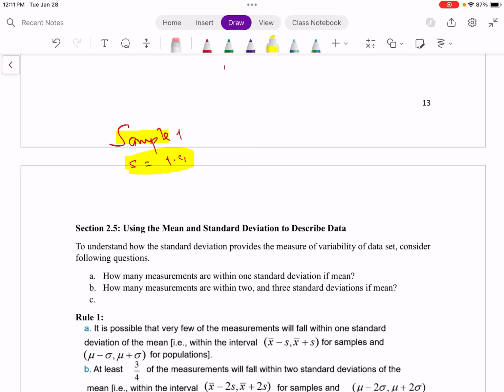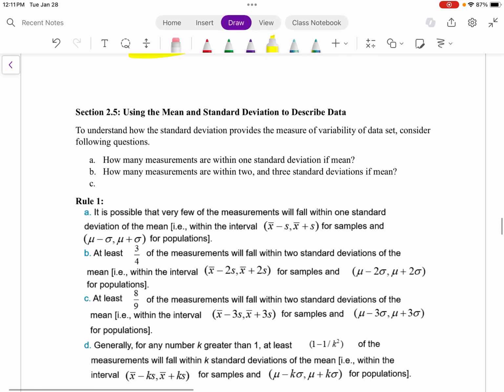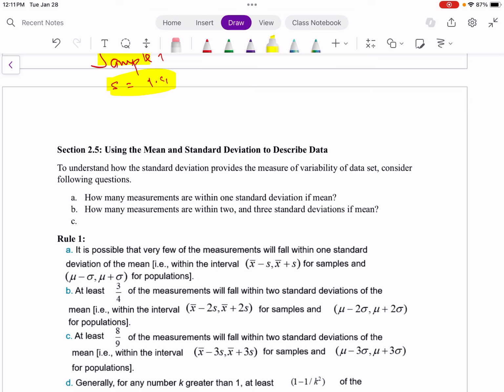And this is what we are going to learn in this section. In section 2.5, we will use the mean and standard deviation to describe a single data set. For this, we will count the number of measurements within one standard deviation of the mean.